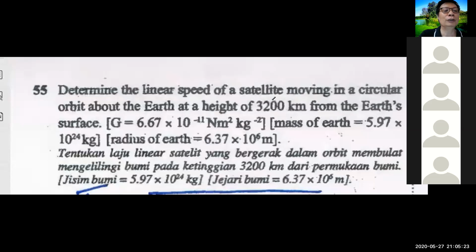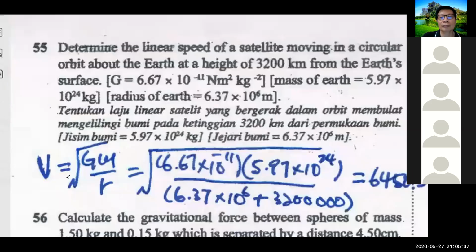To find the linear speed is to find the orbital speed. What is the speed of the satellite to orbit? So the formula is V equals the square root of GM over r. I told you to memorize the capital G constant value. Very often you use this value, 6.67 times 10 to the power negative 11. The mass is given, 5.97 times 10 to the power 24. And this distance, be careful, you must add up the distance from the center of the Earth, which is the radius, plus the distance from the surface of the Earth.